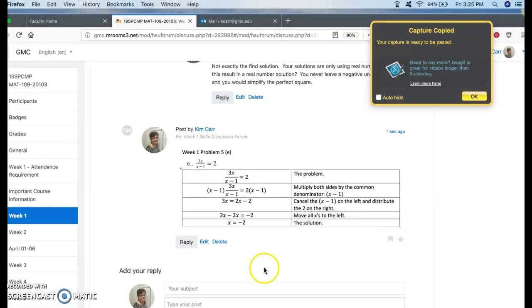Okay, I don't want this to stay there because I don't want anybody to get confused while I'm posting a specific problem. So I'm going to immediately delete it.